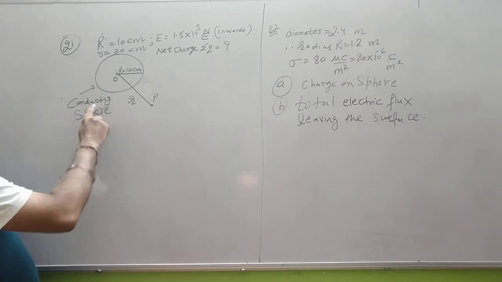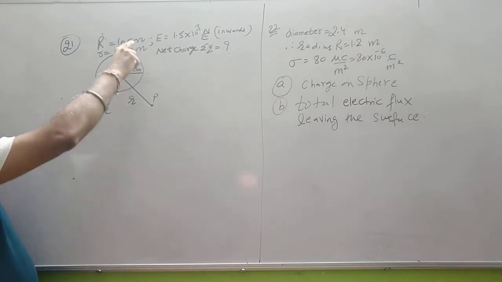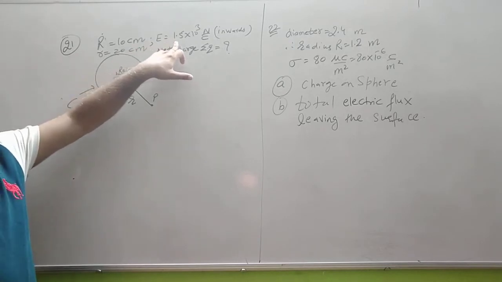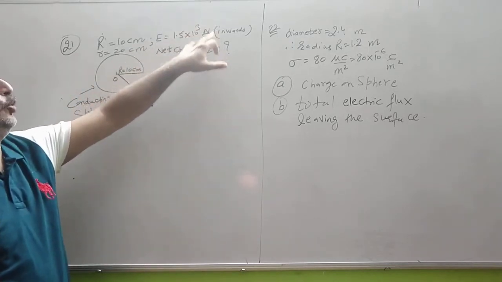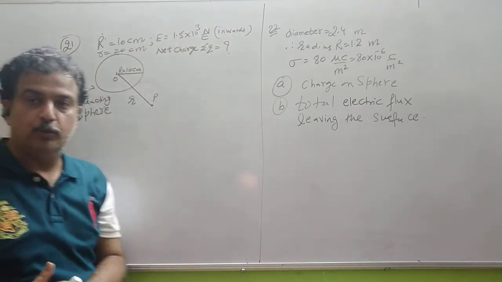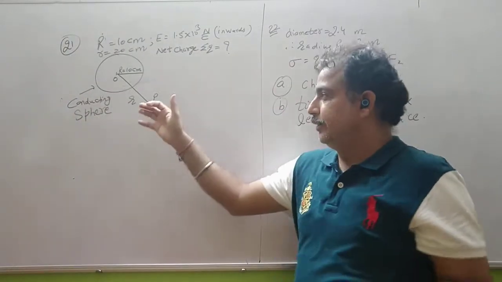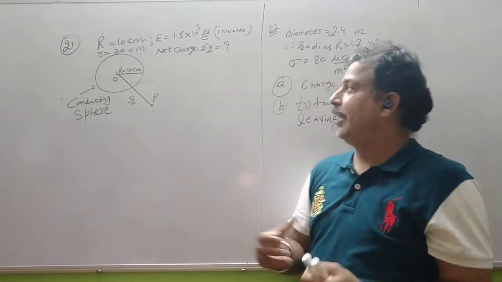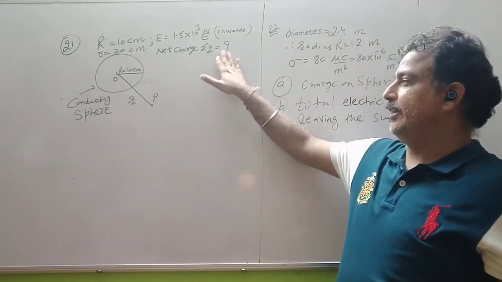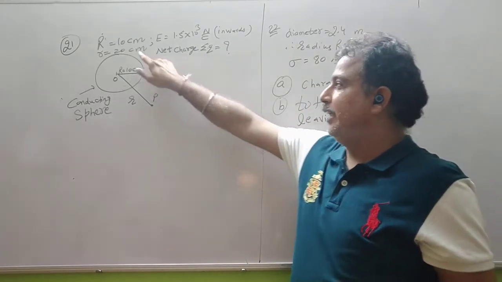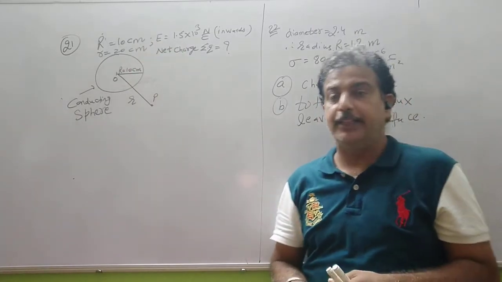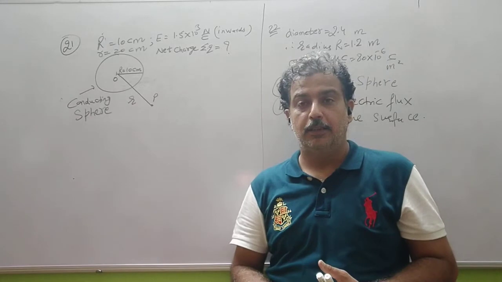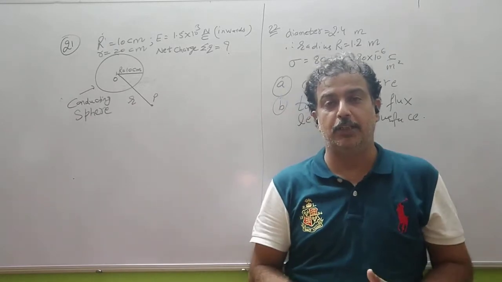Here a conducting sphere of radius 10 centimeter is given and the electric field is 1.5 into 10 raised to 3 Newton per Coulomb inwards. So the electric field is inward. It means the charge should be negative. We have to find out the net charge, given point P is 20 centimeter from the conducting sphere. So this is a direct application.